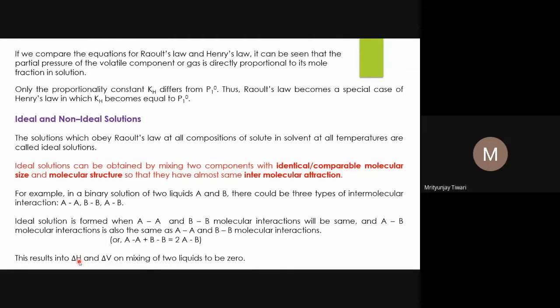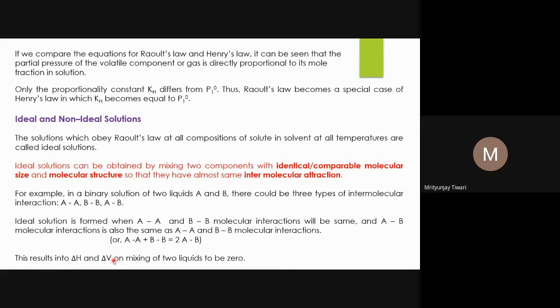Means the sum of the heat components of solute plus the sum of the heat components of the solvent is equal to the sum of the heat components of the solution. If that is exactly equal, then you can say delta H mixing is zero, because it is the final H minus initial H. And similarly, delta V mixing is also zero.